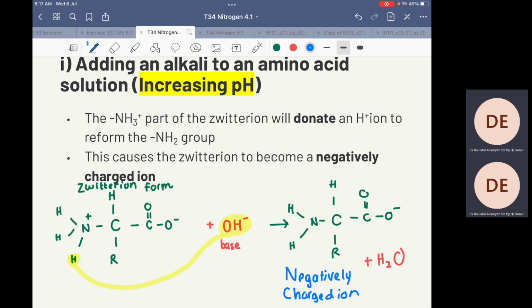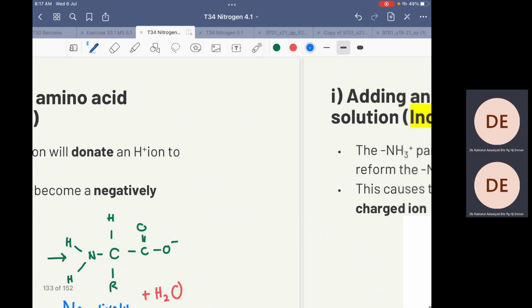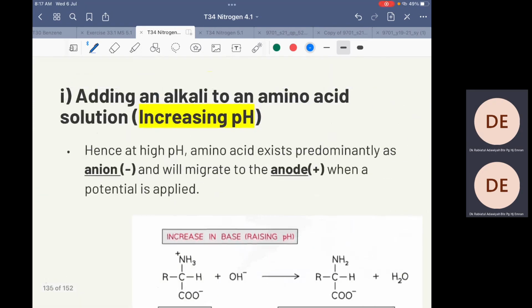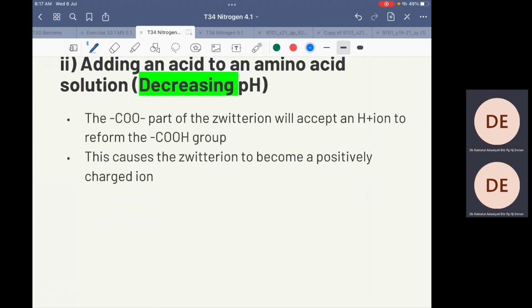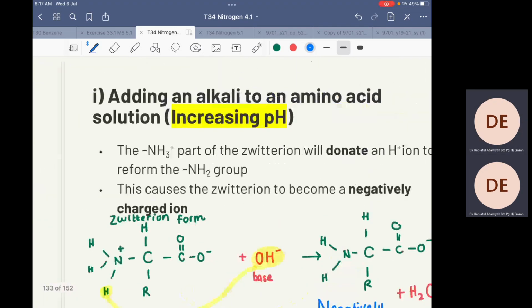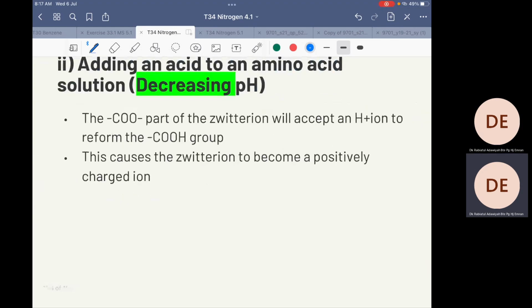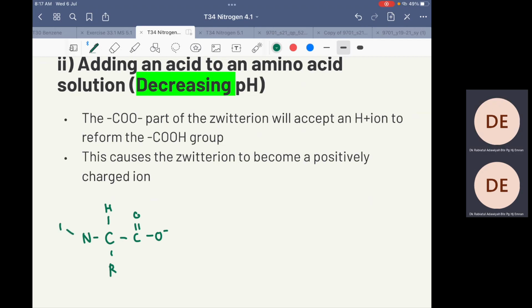What if now we add acid, making the pH of our solution go down? Okay, so that's exactly the same thing. So adding an acid to an amino acid. What did I use just now? Green. So same thing, I'm going to put my hydrogen and R group on top. And then I will draw the Zwitter-ion form.